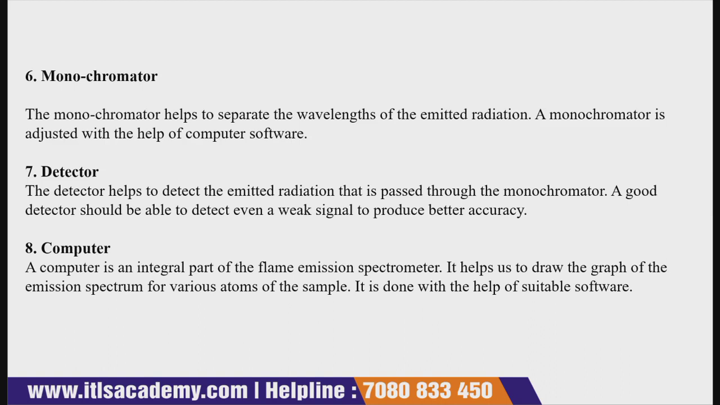Then comes the detector. The detector helps to detect the emitted radiation that passed through a monochromator. A good detector should be able to detect even a weak signal to produce a better accuracy. So the detector should be of good quality.